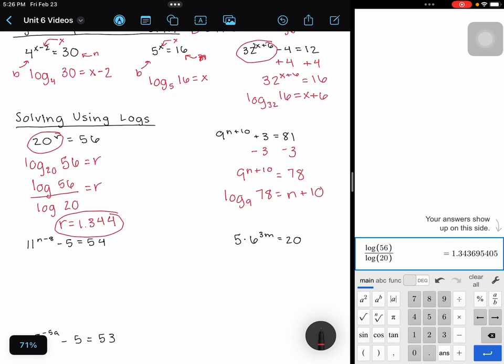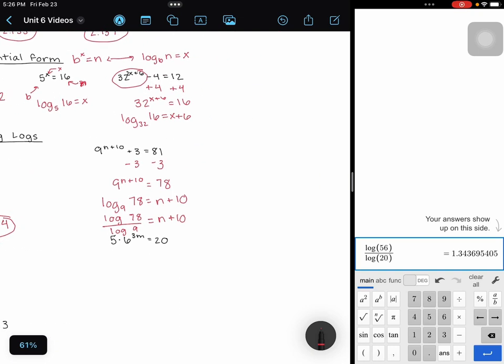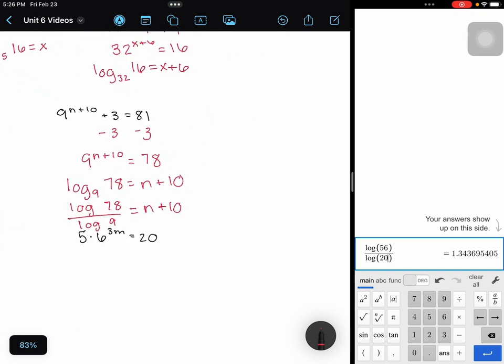So I'm going to go ahead and calculate the left side. So I'm going to plug in log 78 divided by log 9. And careful to write that that's equal to n plus 10. It's not just equal to n, but n plus 10. And then over on the side, I can switch. So we get 78 and 9. I'm going to bring it up to a new row, but I get 1.983.